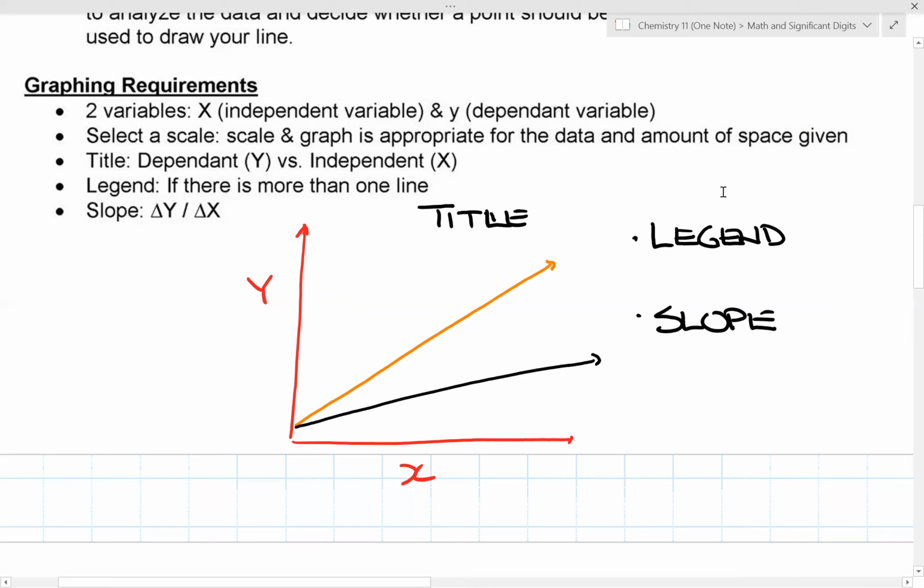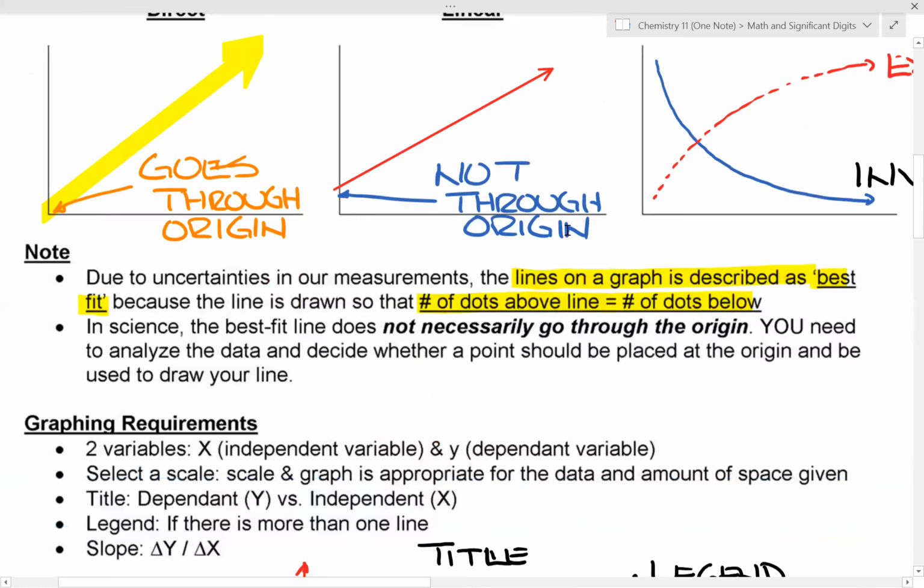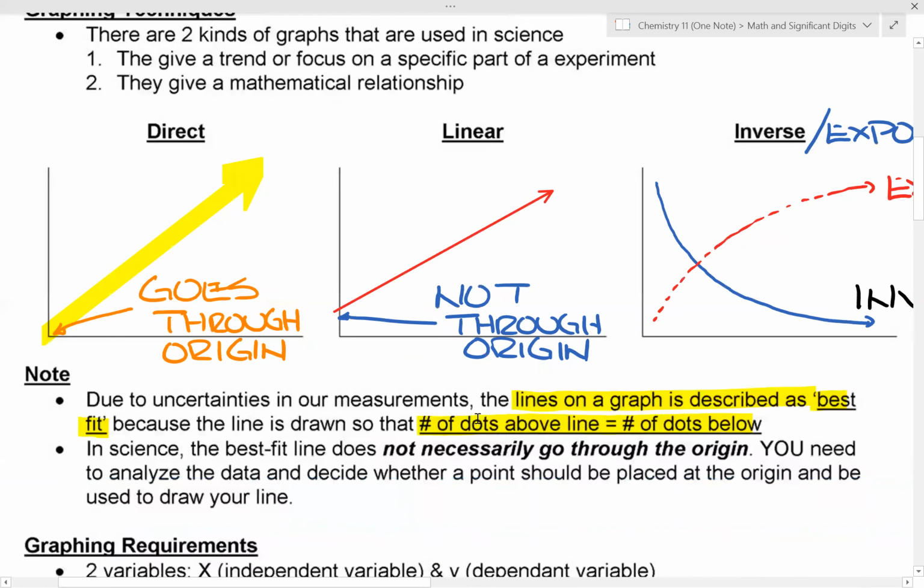Now, what we have is in class, we will be doing a lab that will reinforce some of the concepts like the graphing requirements, as well as the idea of best fit lines. So please make sure you make it to class.